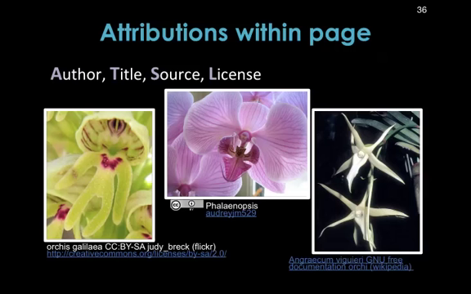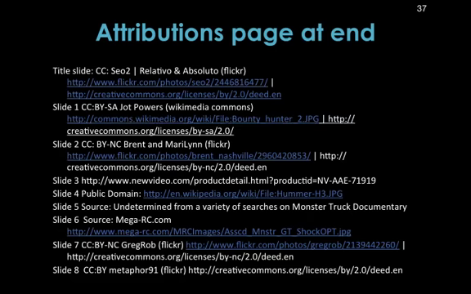Now, when you want to attribute someone else's work, the main things that you want to remember are to include the author, the title of the work, the source where you found it, which may be the name as well as a hyperlink, and the appropriate Creative Commons license information. And this can be attributed within a page, for example, for images, or it may also be attributed at the end of a presentation.